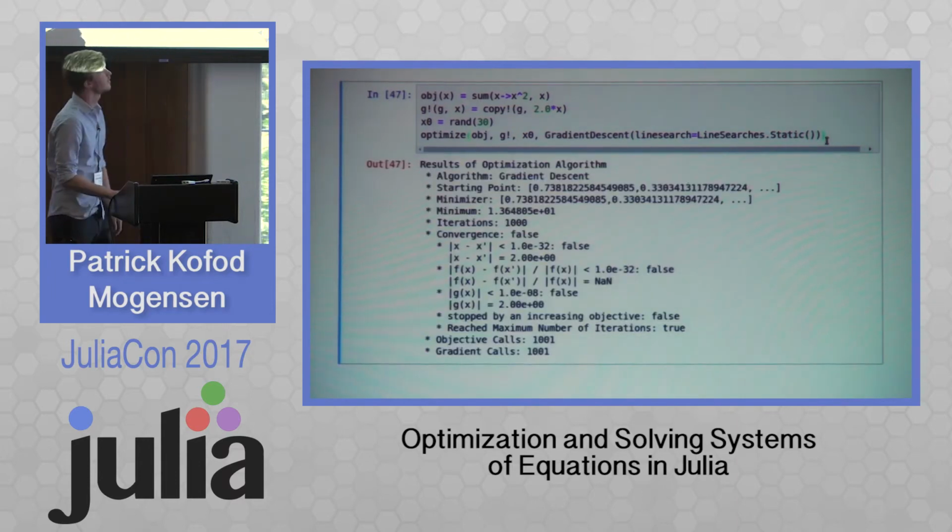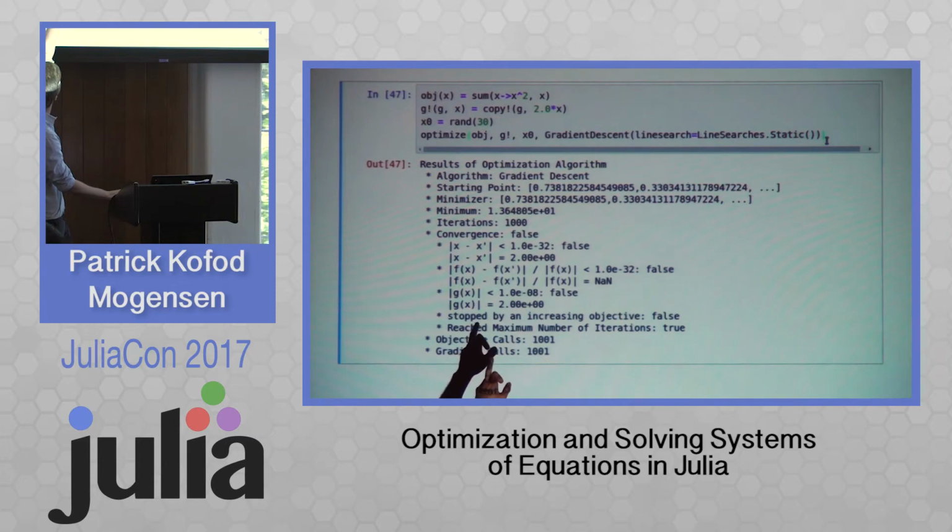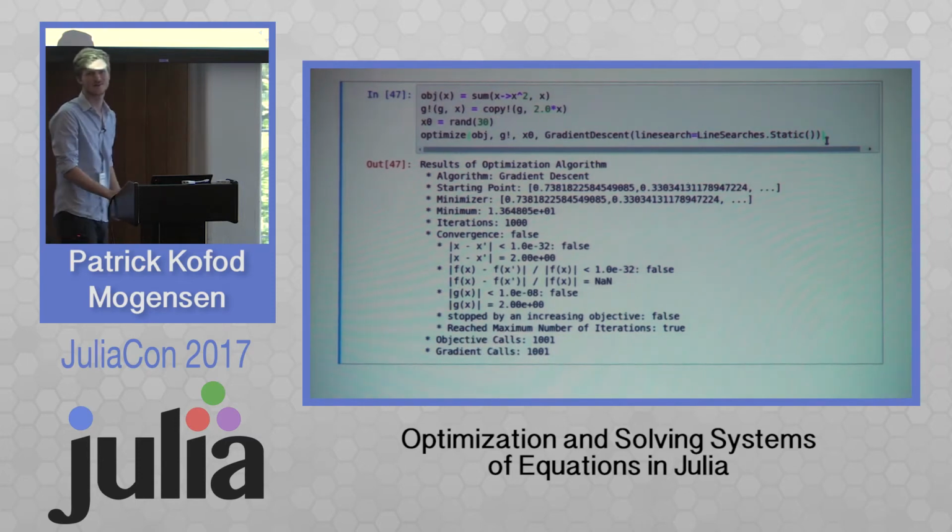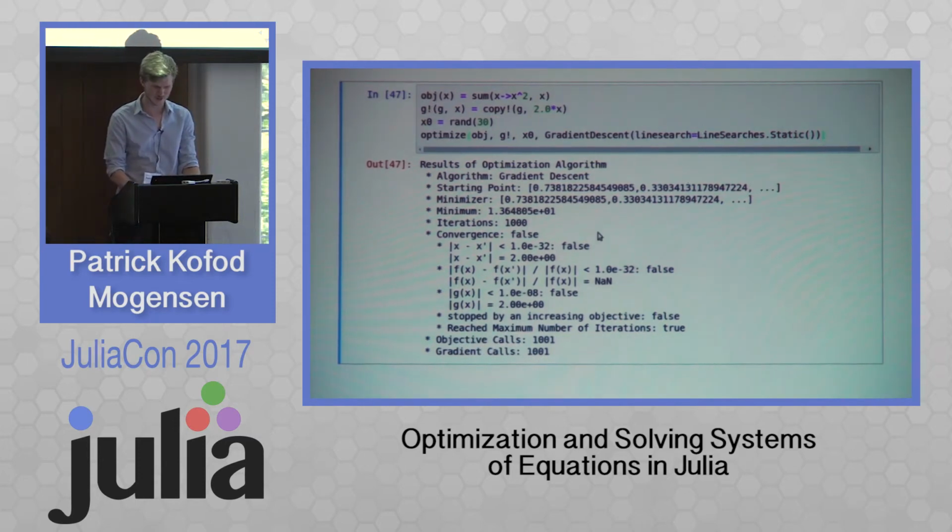OK. So we started at 0.74-ish and 0.3. And then we ended up at the exact same place. After 1,000 iterations, we didn't seem to improve our proposed minimizer at all.